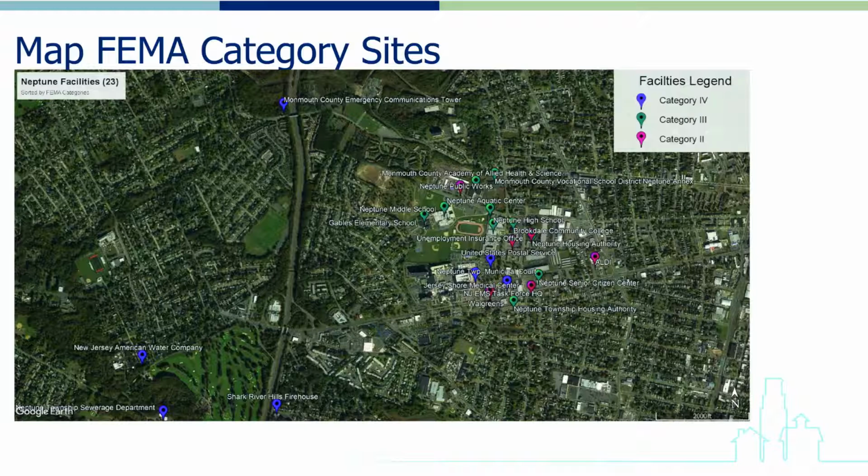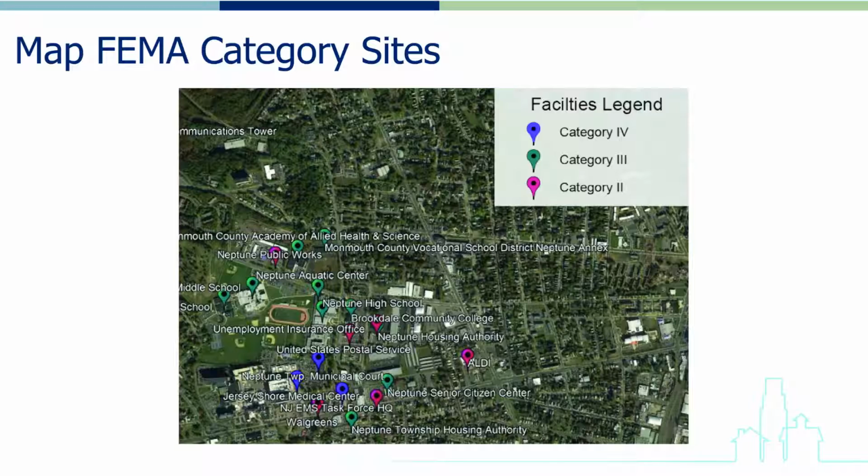Once the FEMA categories have been assigned, it is helpful to tag each site on the map according to its specific category, as a means to help everyone on the planning team more easily visualize where logical clusters of high category facilities are located. The version of the map on this slide shows the 23 facilities on Neptune's master spreadsheet and their respective FEMA category designations. This is a zoomed-in view of central Neptune with the core group of potential sites and their FEMA categories.